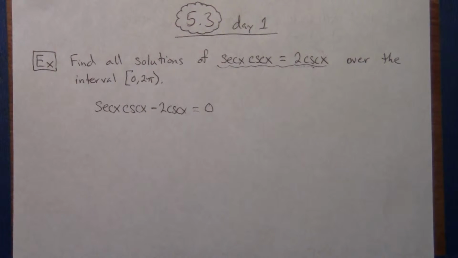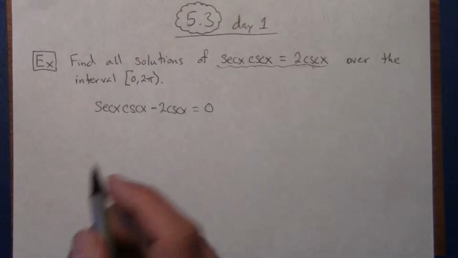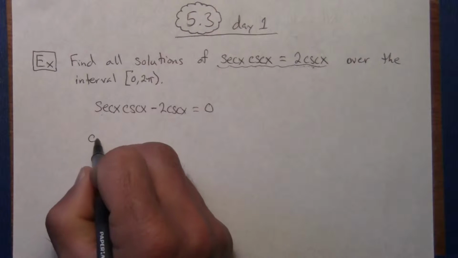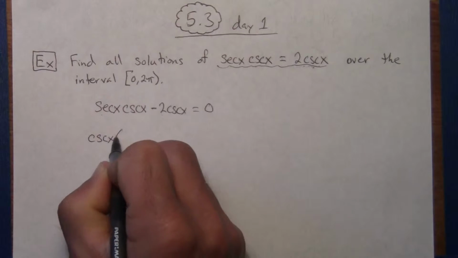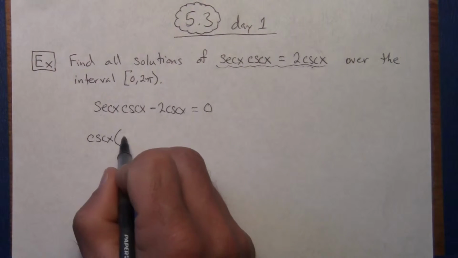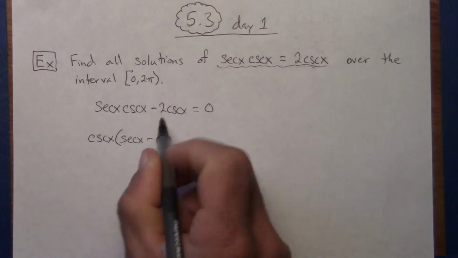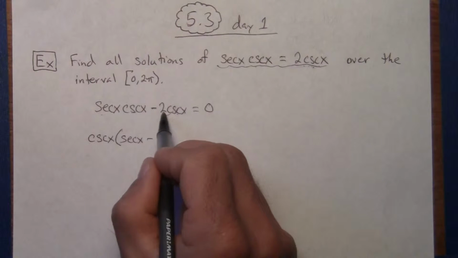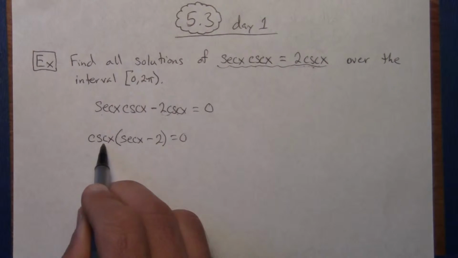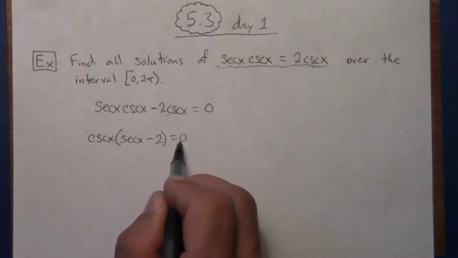So I'm basically setting the function equal to 0 like we do for a lot of algebraic functions. And the reason I do that is now this term and this term both have cosecant in common, and I can factor it out. So if I divided that term by cosecant, this would cancel. I'm left with a secant of x. If I divided this term by cosecant, this would cancel. I'm left with the 2. And so I have cosecant x times secant x minus 2 is equal to 0.